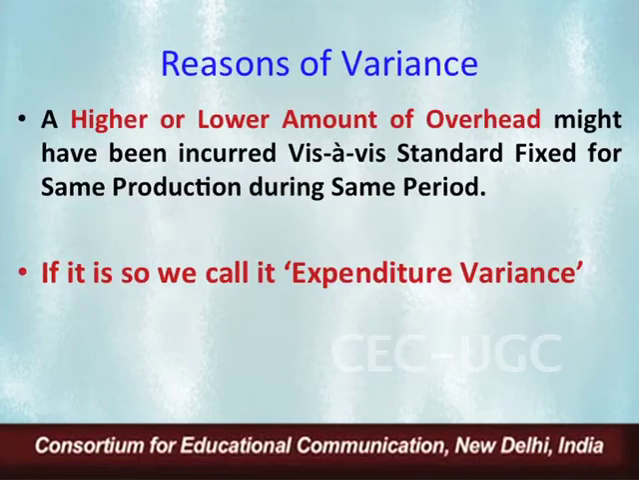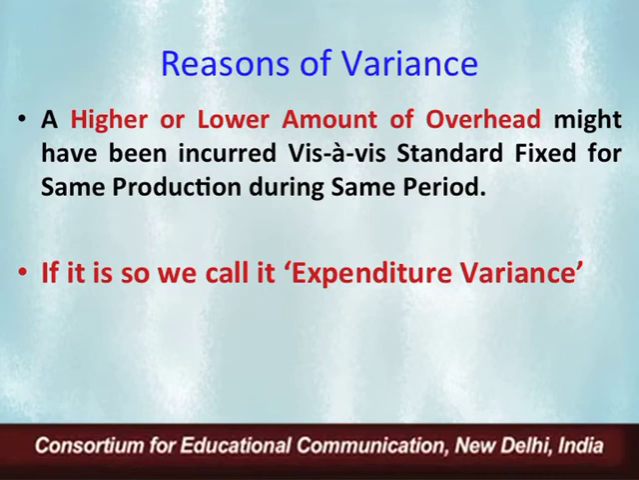Now the question comes, what are the possible reasons for this variance? What can be the possible reasons for this variance? See, there can be two possible dimensions to it. I'm starting with the first one. See, a higher or lower amount of overhead might have been incurred in relation to standard fixed cost for the same production during the same period.